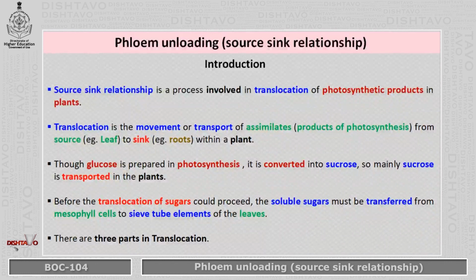Though glucose is prepared in photosynthesis, it is converted into sucrose. So mainly sucrose is transported in plants. Before the translocation of sugars could proceed, the soluble sugars must be transferred from mesophyll cells to sieve tube elements of the leaves. There are three parts in translocation.